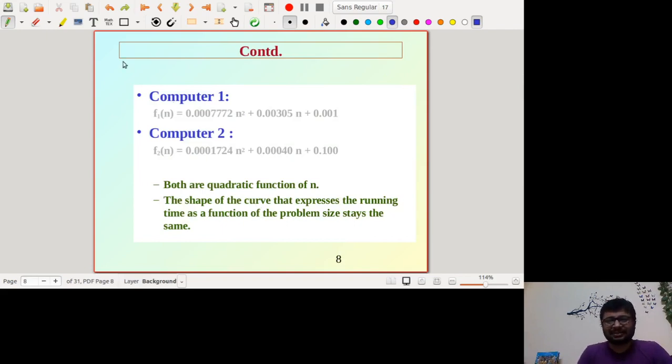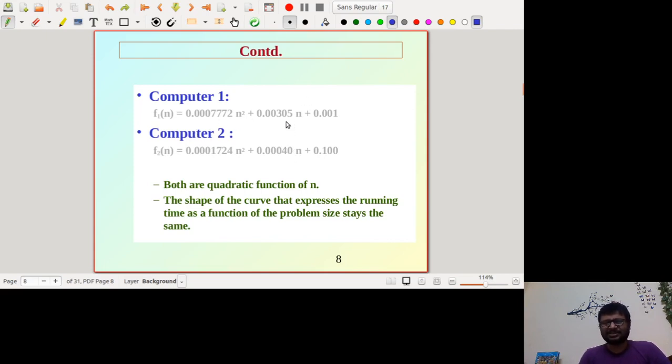this is the exact expression, let's say, for the two machines. F1(n) is the time that our program takes to run on computer 1 on arrays of size n. F2(n) is the time that our program takes to run on computer 2 on an array of size n. And these are the expressions.